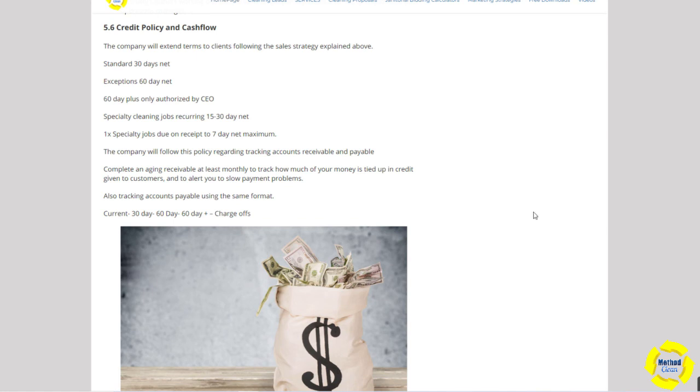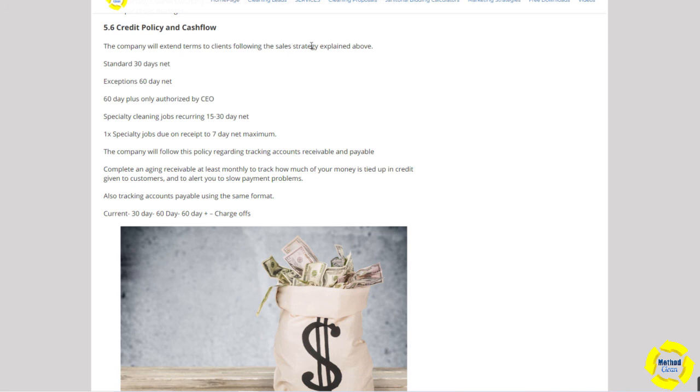Credit policy and cash flow. We talked about this above in marketing. It's part of the sales strategy. This is also a part of operations. You know, what is going to be our standard net?